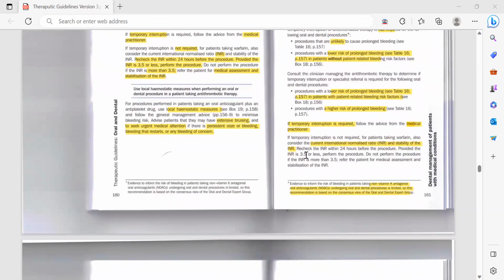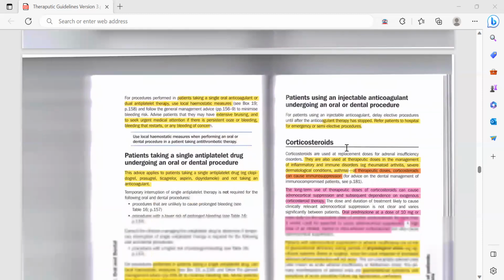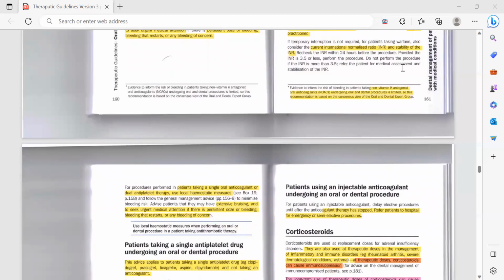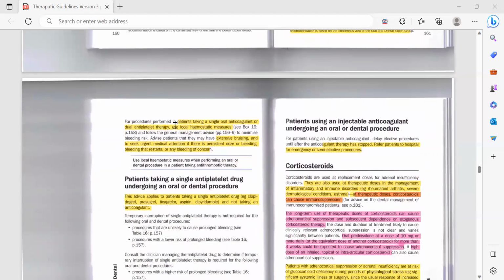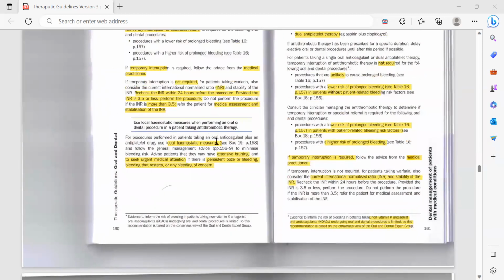And if the patient is taking warfarin, then you also need to check his INR, which should be done within 24 hours before the procedure, and the level should be 3.5 or less. Perform the procedure, and do not perform the procedure if it is more than that, and refer the patient for medical assessment and stabilization of the INR. For the procedures you perform, you will need to do local hemostatic measures.